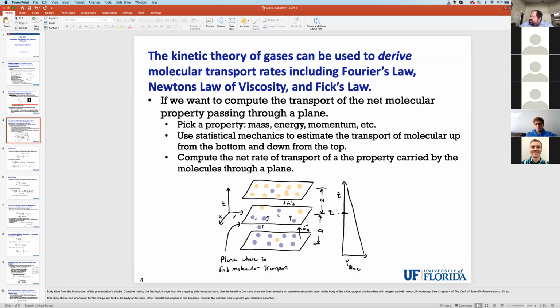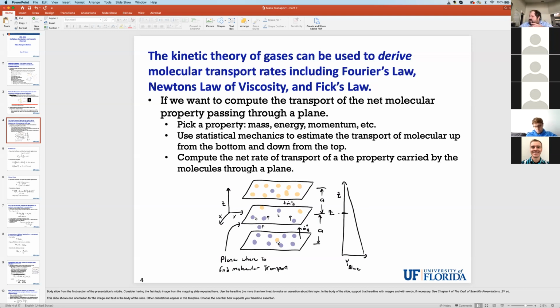Here, since I've got orange and blue molecules, I am tracking the mass of, say, the blue molecules. I have a mass fraction gradient of the blue molecules: a higher mass fraction down here, and a very low mass fraction up here. Using this theory and just defining a gradient, you can compute a net transport of the blue molecules up from the bottom. Okay, and so that's the basic idea of how this works.